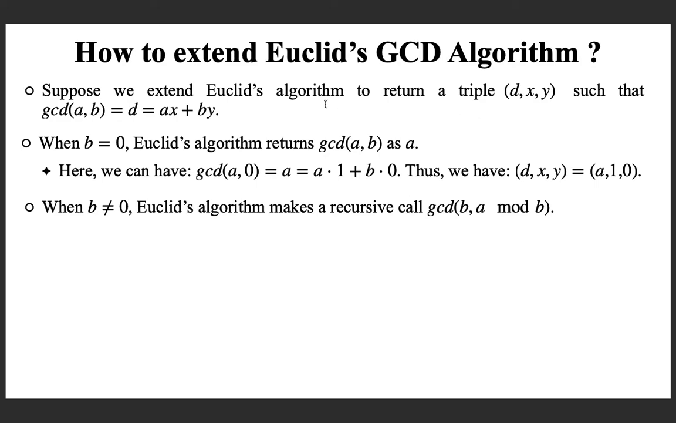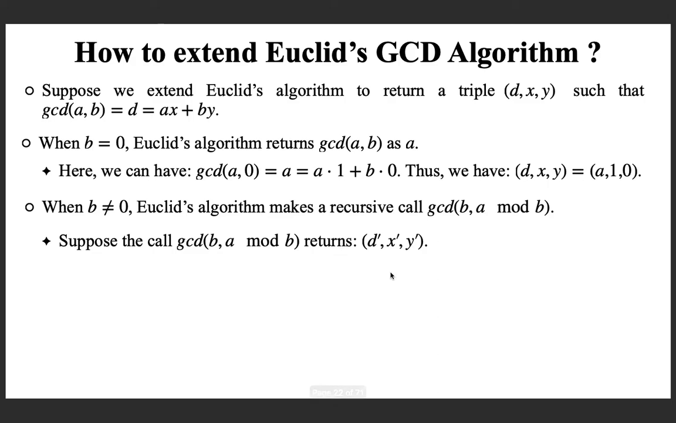When b is non-zero, we know that Euclid's algorithm, by using the GCD recursion theorem, will make a call GCD of b and a mod b, because from the GCD recursion theorem we know that GCD of a, b is the same as GCD of b and a mod b. So naturally what the extended Euclid's algorithm will do, it will return a triplet for this function call.